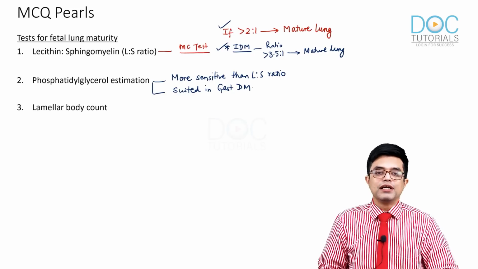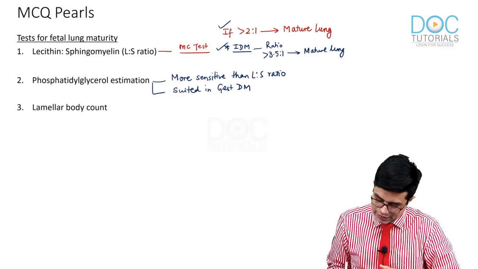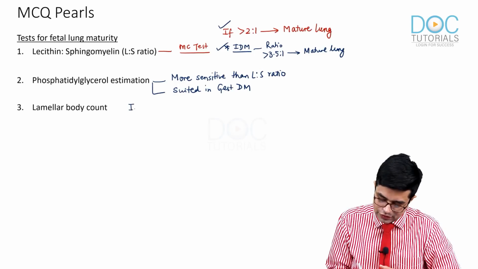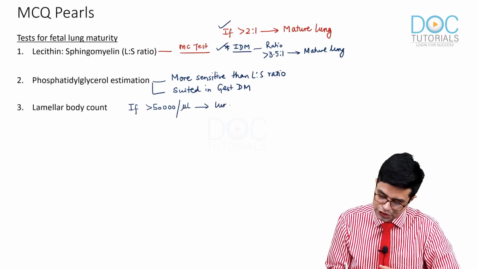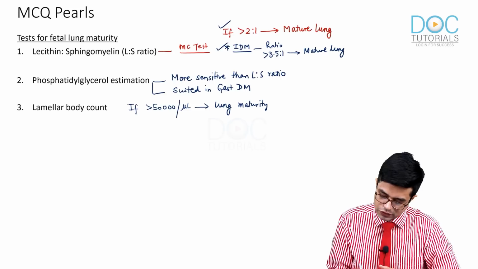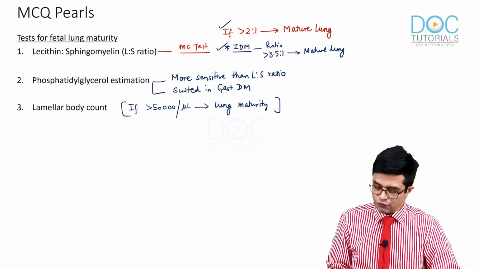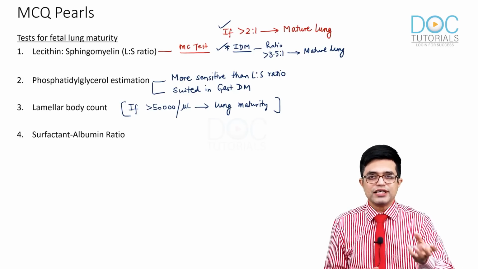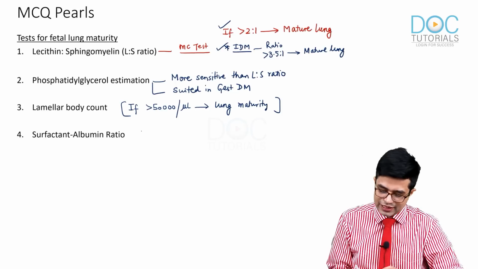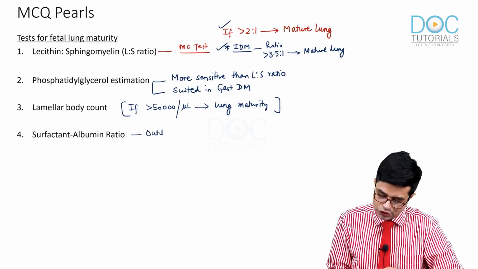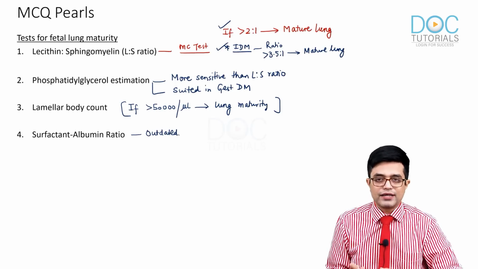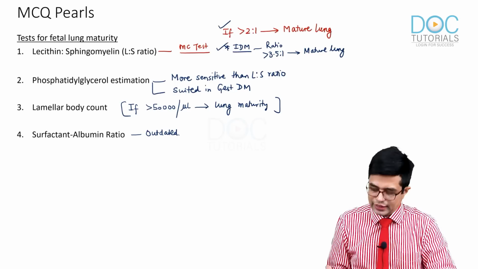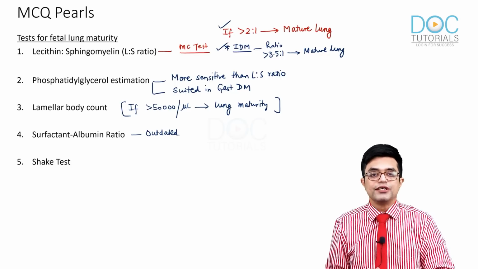Third, we do a lamellar body count in amniotic fluid. Lamellar body count says that if the total lamellar bodies are more than 50,000 per microliter, it indicates lung maturity. So this is the value that you need to remember. Fourth, we perform a test known as the surfactant albumin ratio. Different gestational ages have different ratio cutoffs, but it is an outdated test, useful only in research practice, not that commonly performed. And fifth is the one called the shake test.